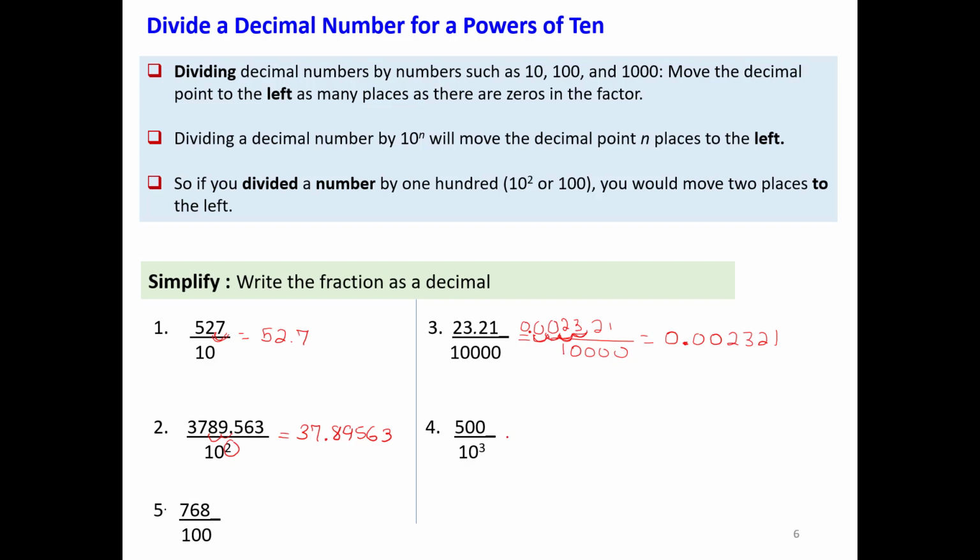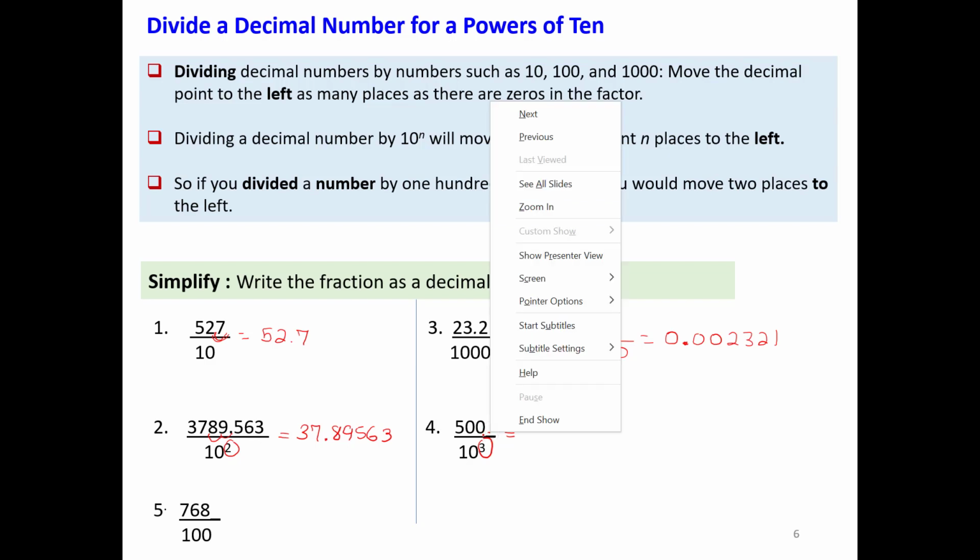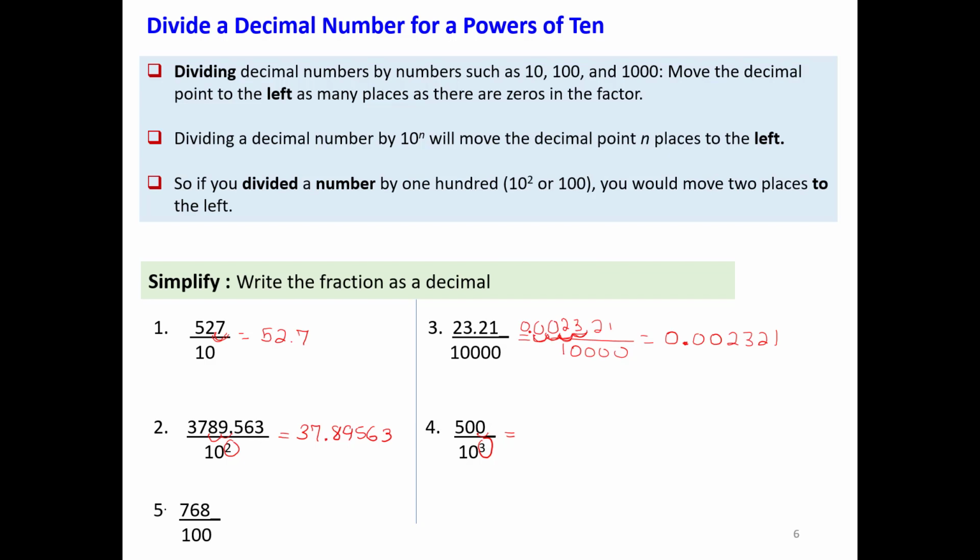And in this case, we need to move the decimal point 3 places because the exponent is 3. If there is no explicit decimal point, we know it's at the end. Then this will be 1, 2, 3. Here is the new decimal point. Then it's 0.500. Again, it's 1, 2, 3 places. And we know we can write this one also. Both answers are correct.